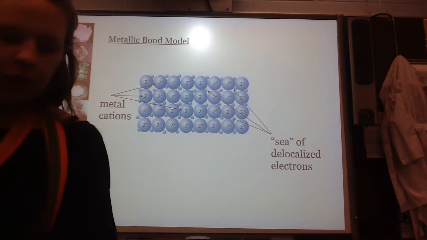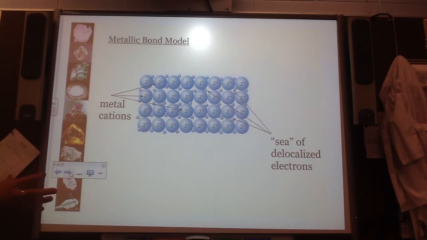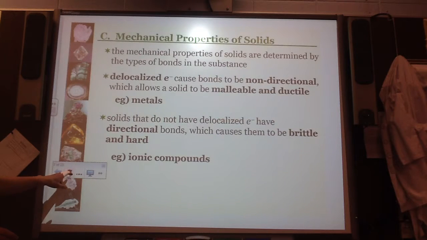Okay, and now we're going to talk about a couple of properties of solids, and mostly just conductivity as we've been talking about so far. The mechanical properties of solids are determined by the types of bonds in the substance. These delocalized electrons cause the bonds to be non-directional, which allows it to be malleable and ductile.